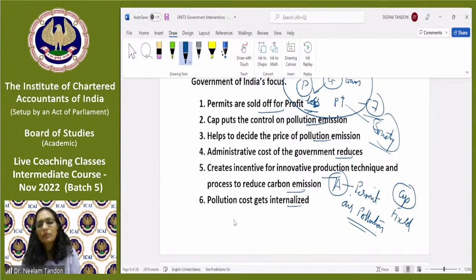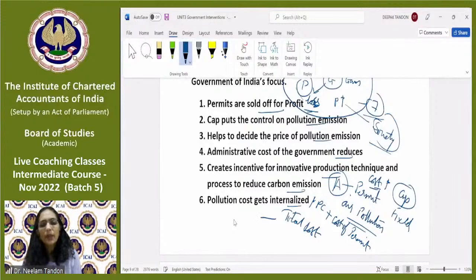Now, if they go over and above, then in that case, they have to buy permit. That means they have to incur cost. If they have to incur cost, that means their private cost plus the cost of permit increases their total cost. If the total cost increases, price will increase. Price increases means their profit margin will reduce. Profit margin reduces means their output will reduce.